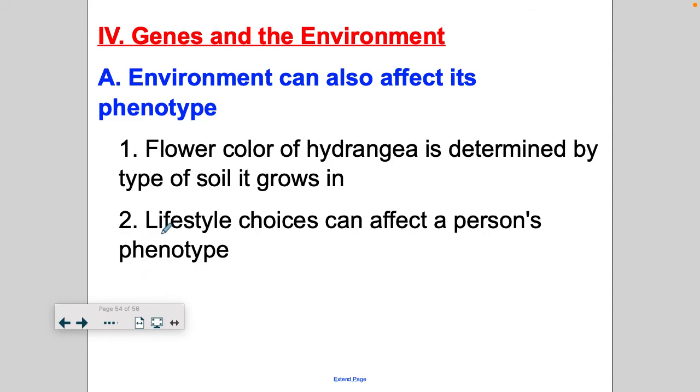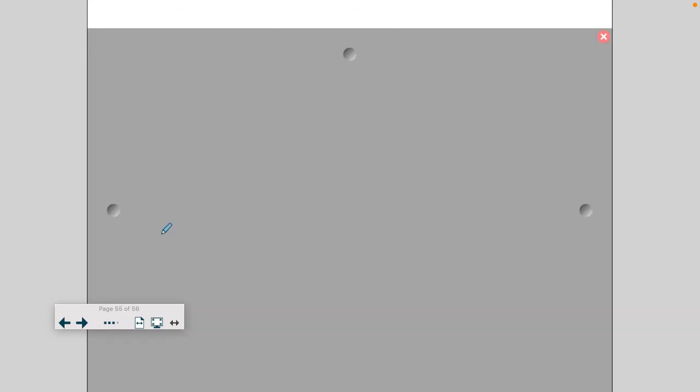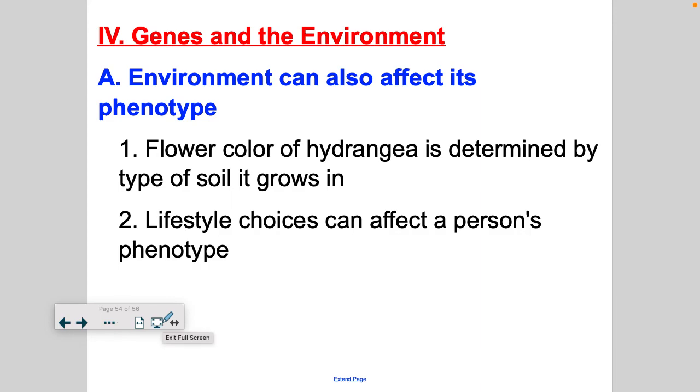They've done case studies where identical twins were separated at birth, and one was placed in a very nice living condition, had all the food that they wanted, nutrition, and another one was placed in a not-so-great area, and then they compared them 18 years later, and they just looked completely different. One was taller, one was shorter, and so your lifestyle choices, whether or not you get enough nutrition or you make good, healthy, smart choices versus non-healthy choices, they can ultimately affect your phenotype. Okay, so that does it for complex patterns of inheritance.